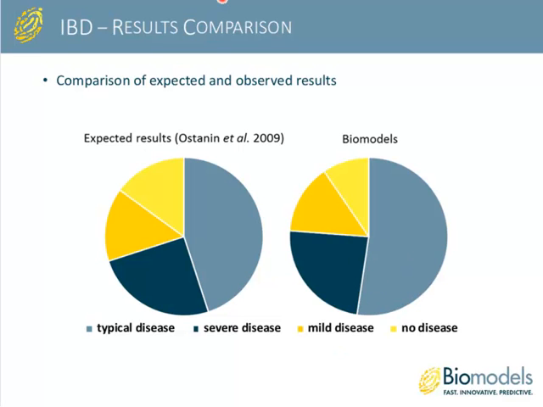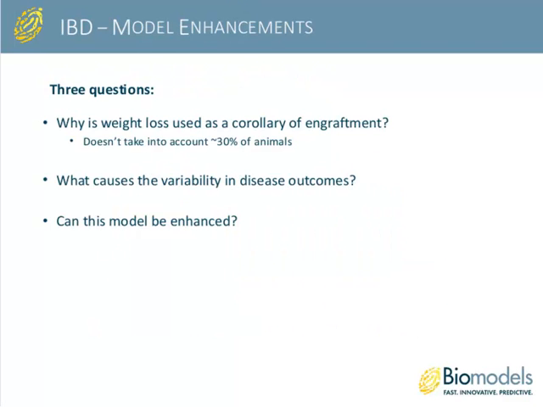So this is the situation we get at biomodels, and the good news is that it's very, very similar to what's seen in the literature, which is nice because it means we're running the model correctly. But the problem with this picture is that only 50% of these mice are really getting the disease that we want to see. So I think there's got to be something we can do about this model to make it a bit better. So 3 questions then.